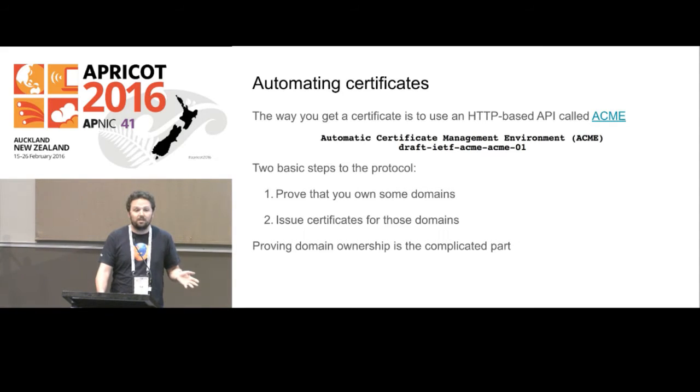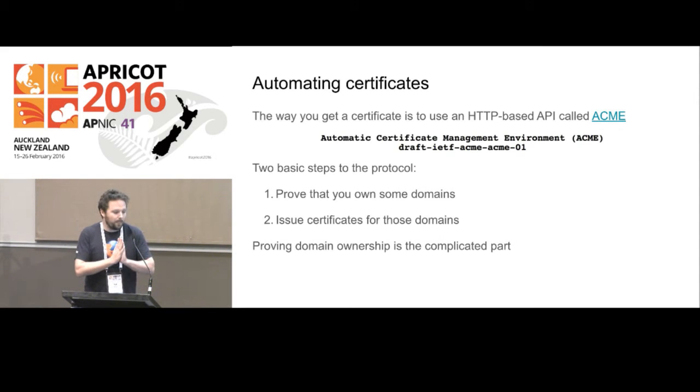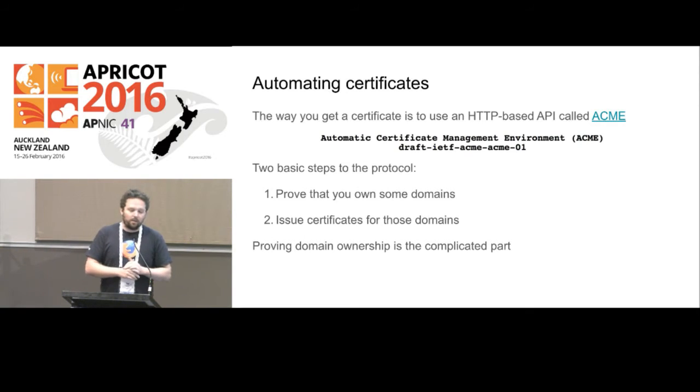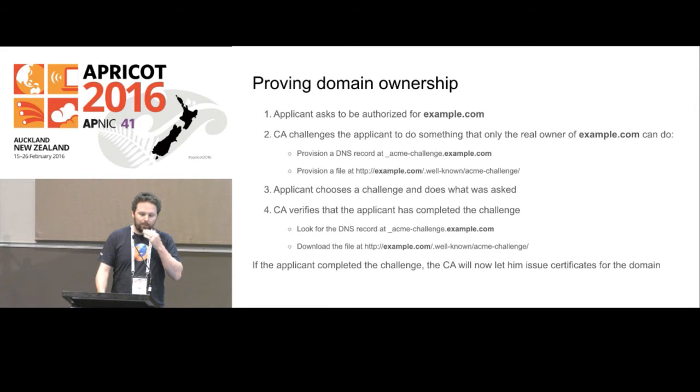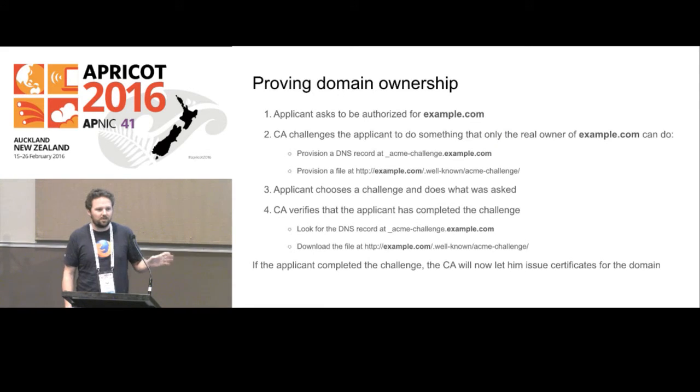Okay, so how does it automate certificates? The way you get certificates with Let's Encrypt is to use a HTTP-based API called ACME. ACME is a standards proposal at IETF, which is the Automated Certificate Management Environment. Basically, there's two steps to the protocol. It allows you to prove that you own a certain domain, and also that you can issue certificates for a given domain. Proving that you own the domain is actually the more complicated part. So there's a couple different ways you can do that. And if anyone here has bought a certificate in the past, you're probably familiar with these sorts of steps.